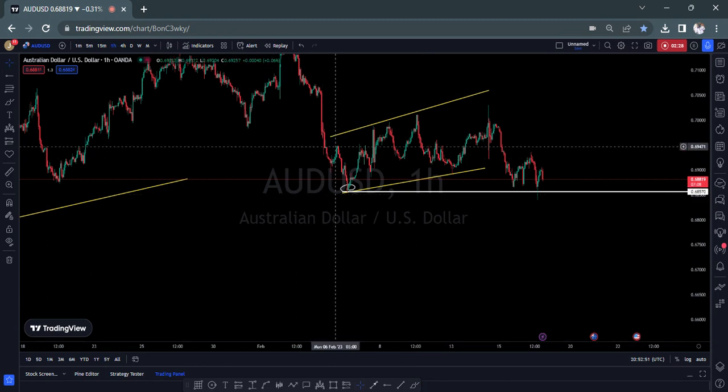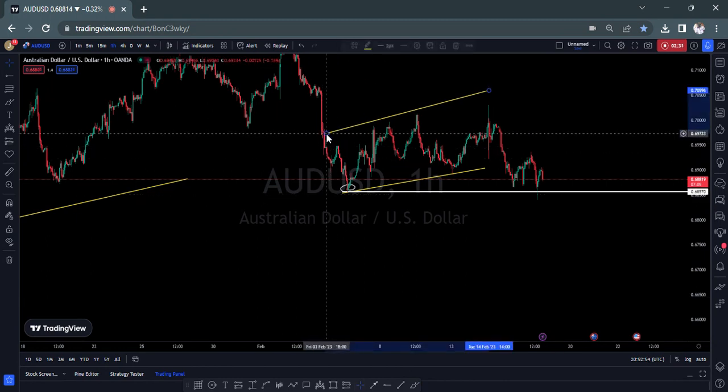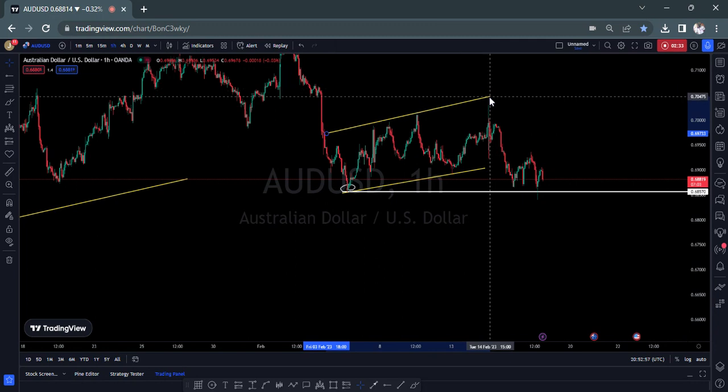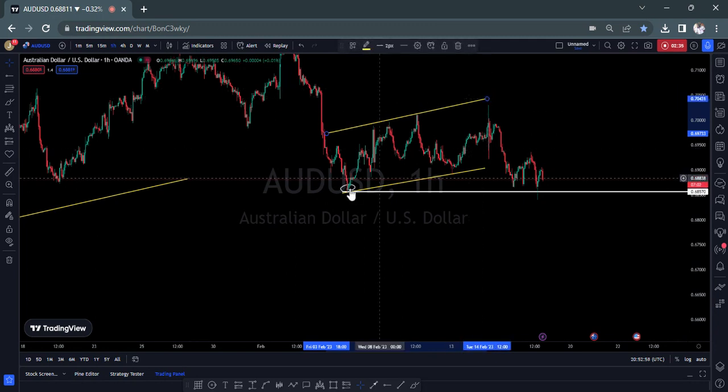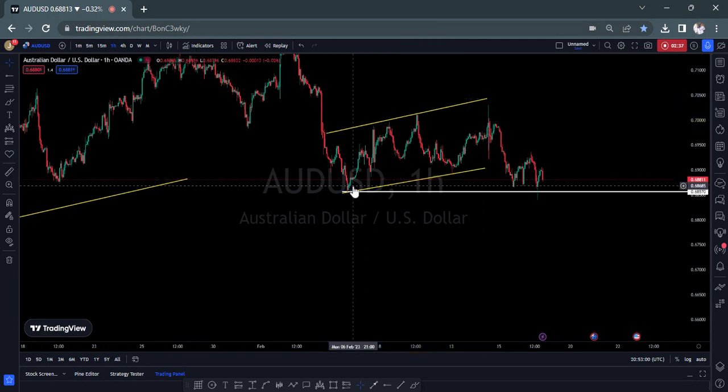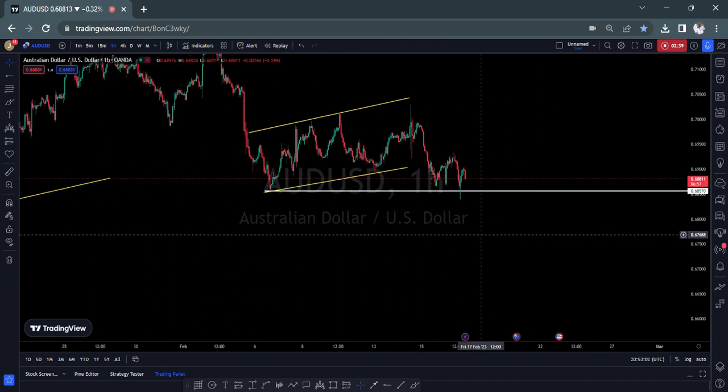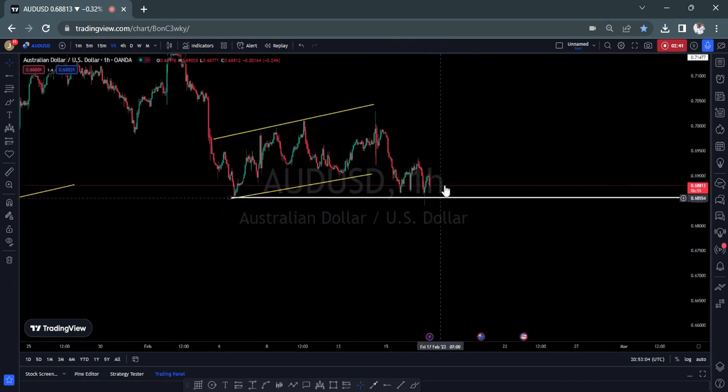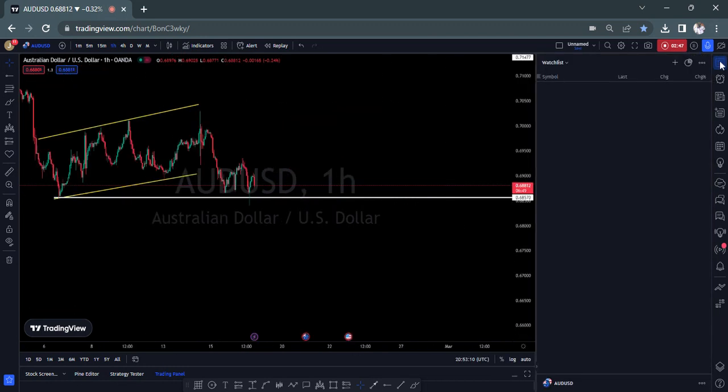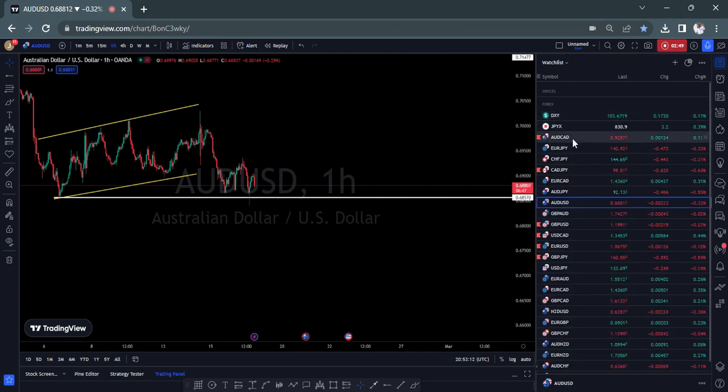Yeah, so this is the lower time frame, and there's not really anything to convince me to enter any position here. I've not actually seen any entry here, so I'll just have to stay away from this trade. So let's move on to the other one.